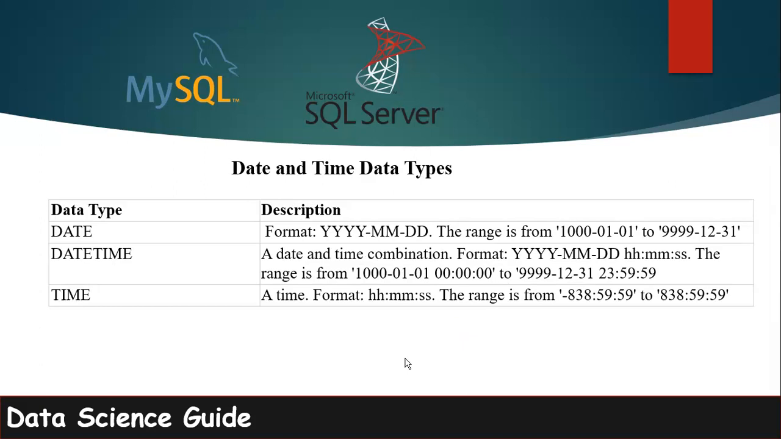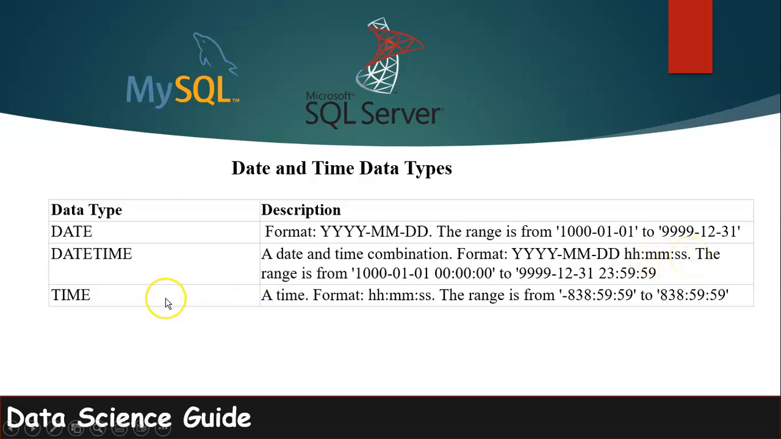The third category of data types is date and time. And also I'm showing here the most used three data types. First one is date, and the format, as you see here, is four Ys for years, dash MM for months, and dash DD for days. And the range is from this date to this date. The second one has date and time. So it's a combination between date and time. We call it datetime. And the format here is date plus HH for hours, MM for minutes, SS for seconds.